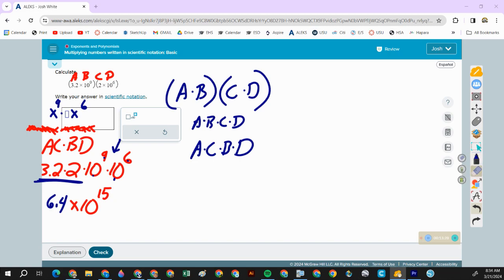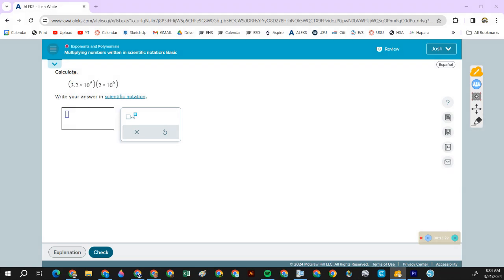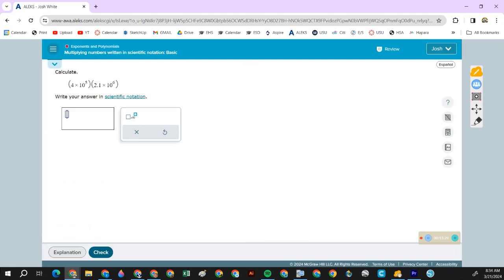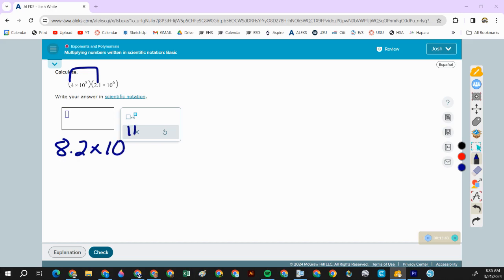All right, let's do another one of these. All right, I'm going to multiply these together. 4 times 2.1 is going to be 8.2. And then 10 to the 5th times 10 to the 6th is just 10 to the 11th. 5 plus 6.